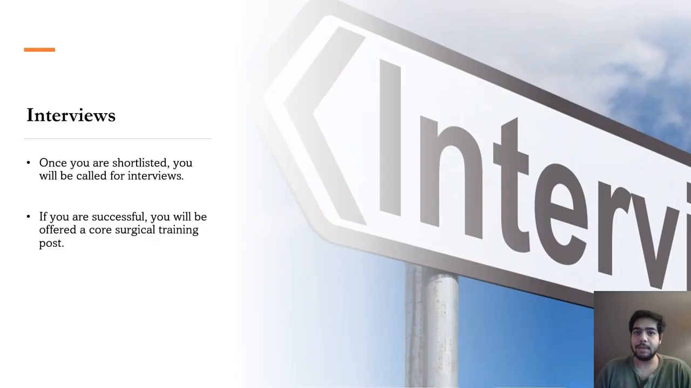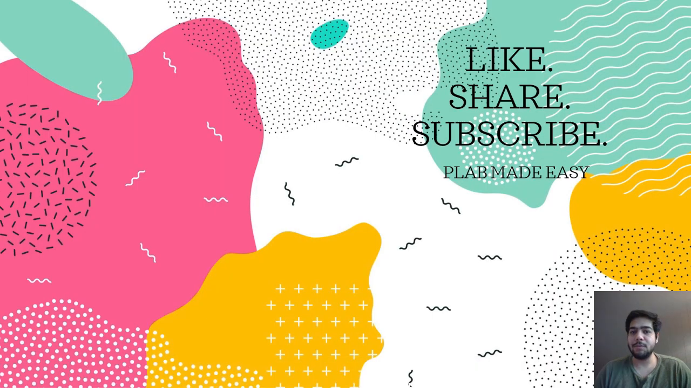All the scores in different domains will be combined to reach a final score for your application, and this final score will be the basis of whether you are shortlisted and whether you're called for interviews. And once you're successful in these interviews, you will be offered a core surgical training post, which lasts for 2 years, and then you can go for higher training to become a consultant in a surgical specialty in the UK. So that was all about core surgical training applications.